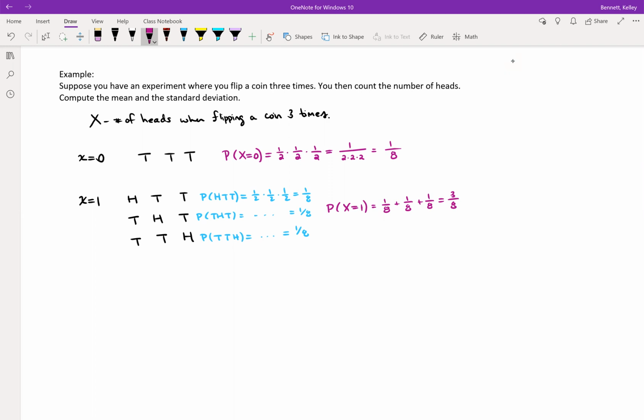So we can kind of cut to the chase moving forward then, I hope. So let's do x equals 2. For x equals 2, that means I get 2 heads. So I could get heads, heads, followed by tails. I could get heads, tails, heads, or I could get tails, heads, heads.